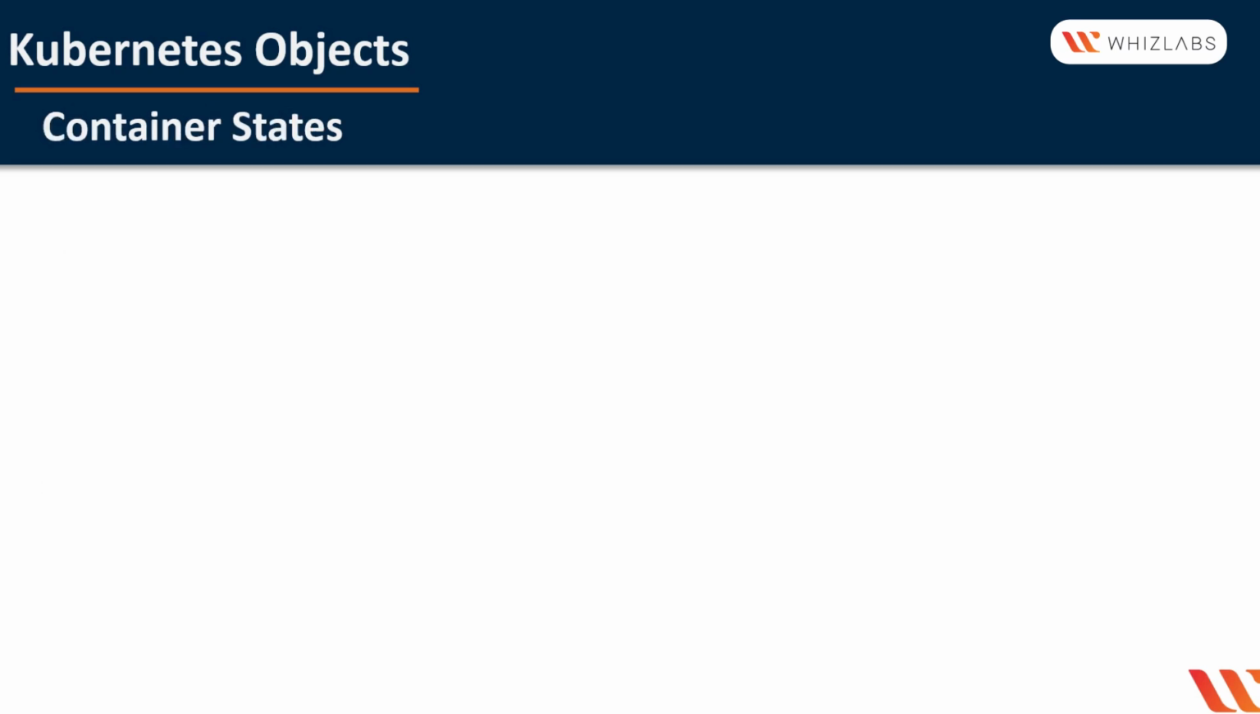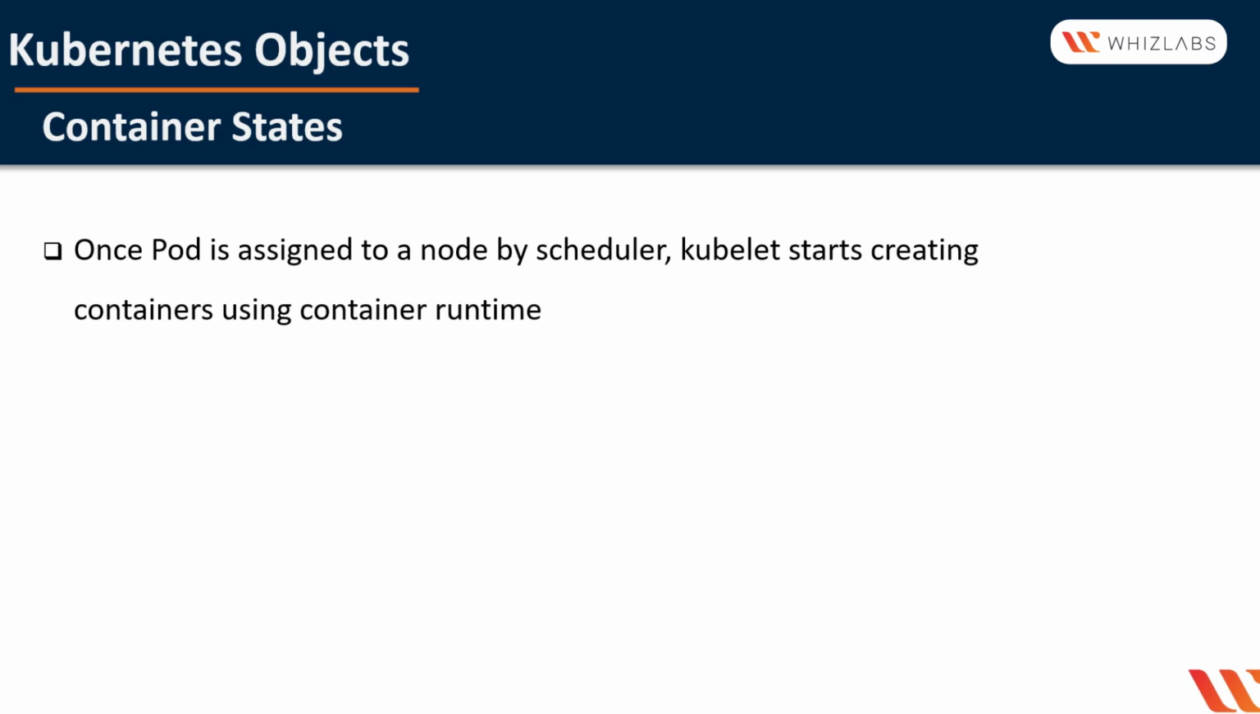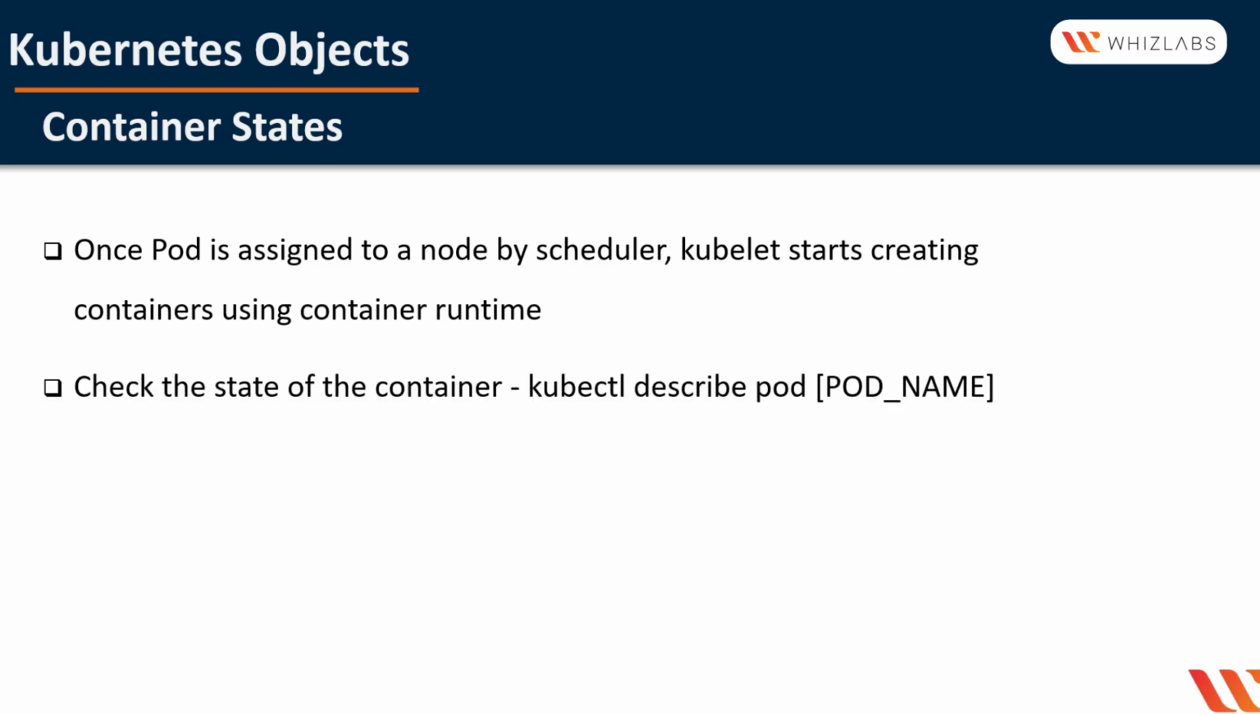Container states. The information reported as pod status depends on the current container state. So let's talk about it. Once a pod is assigned to a node by the scheduler, Kubelet starts creating containers using the container runtime. There are three possible states of containers: waiting, running, and terminated. To check the state of the container, we can use kubectl describe pod command. Let's check it for the pod which we had run earlier.